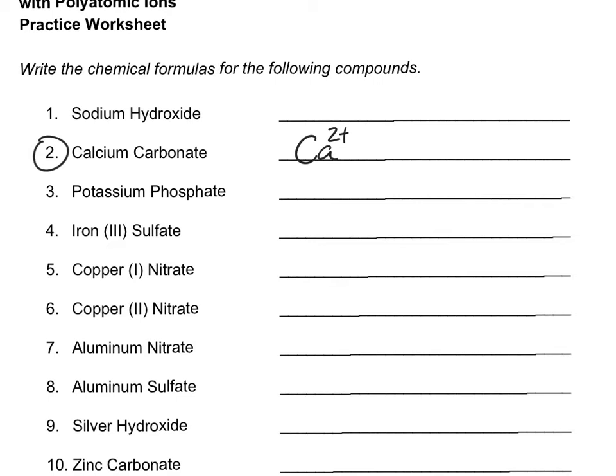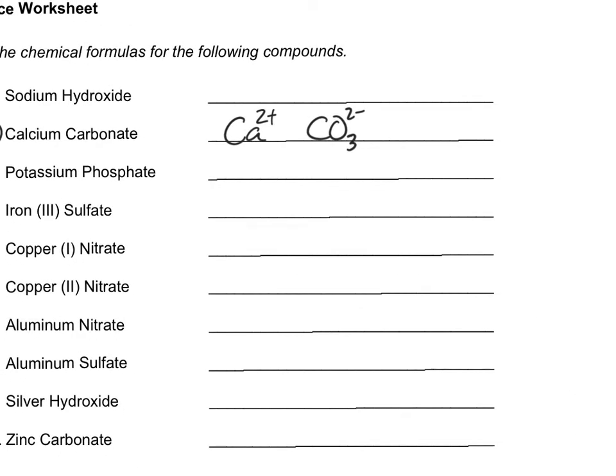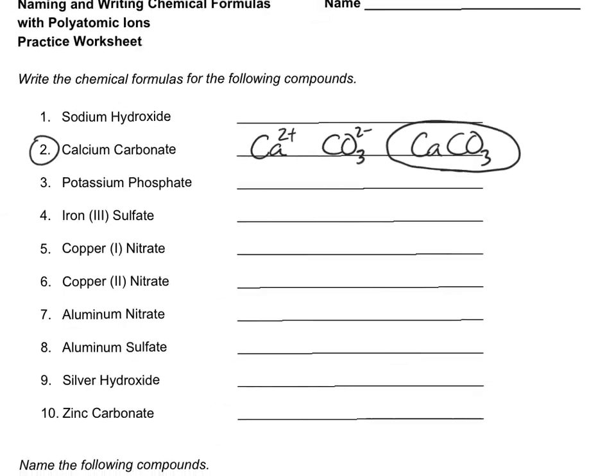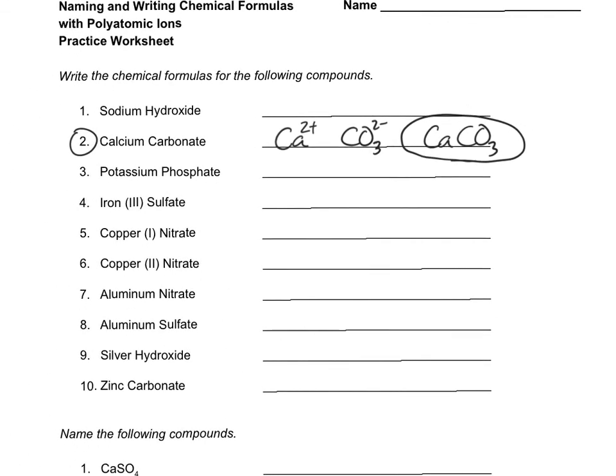You refer to the handout that I gave you in class for the polyatomic ions. The carbonate ion has a 2 minus charge. Carbonate is CO3. It has a 2 minus charge. We bring these two ions together, they cancel each other out, and calcium carbonate has the formula as we see it here. And that's it. All right, let's try another one.